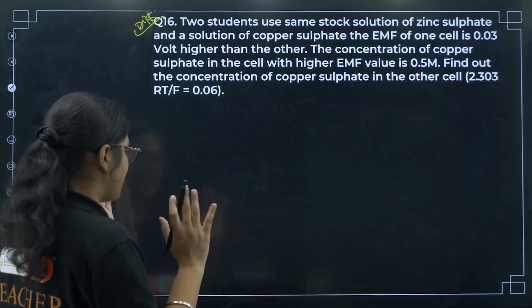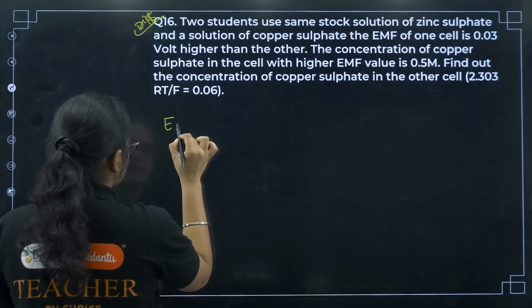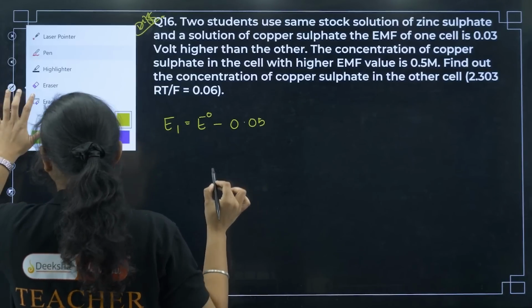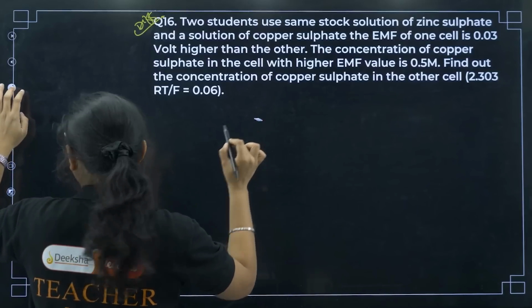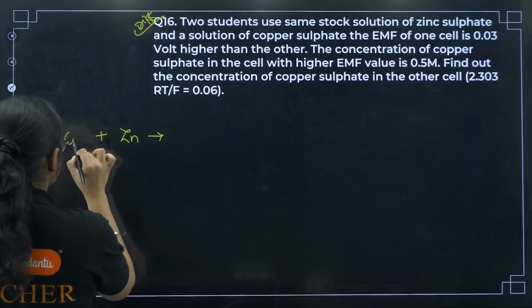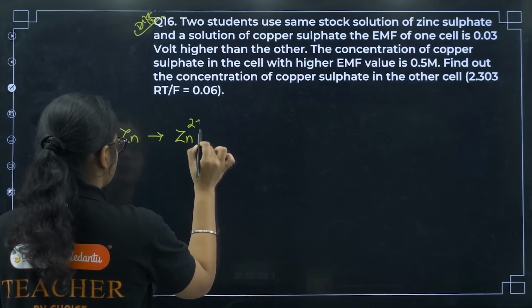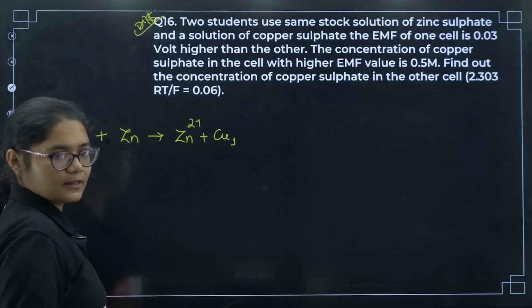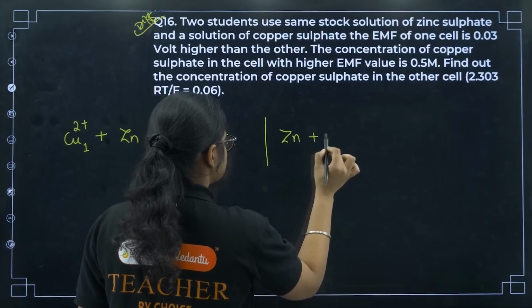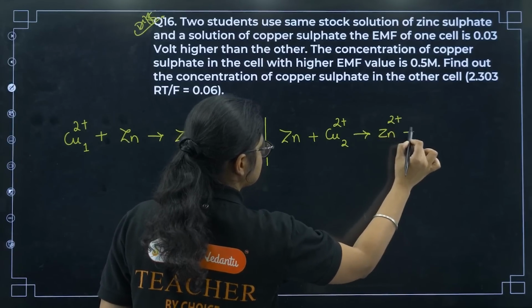Okay, so now see, we have two solutions, I'll draw first what I'm thinking. So I'm writing all these things to explain you. The reaction is like this: Zn plus Cu2+, I'm writing here 1, gives me Zn2+ plus Cu1. Now in the second one I have one more case where I have Zn plus Cu2+ 2 gives Zn2+ plus Cu2.